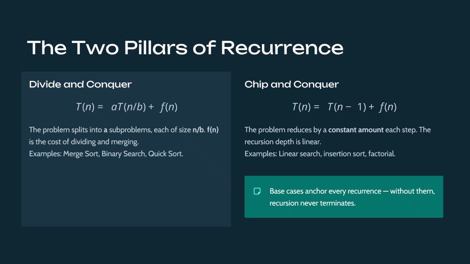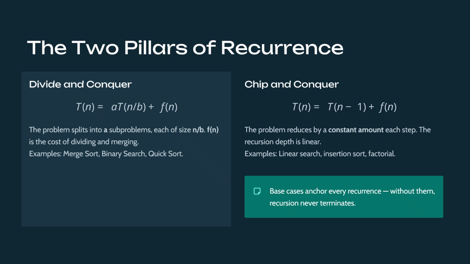Most recursive algorithms belong to one of two major categories. The first is divide and conquer. Here, the original problem is divided into multiple smaller subproblems of equal size. Each subproblem is solved independently, and their results are combined. Examples include merge sort, binary search, quick sort. For example, merge sort divides an array into two halves repeatedly until each subarray contains only one element.